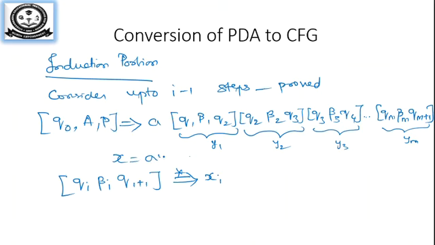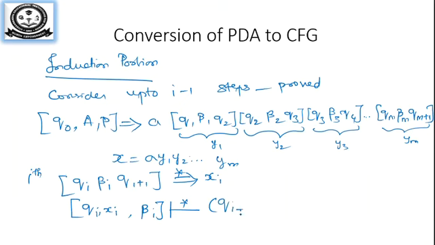Since X is a leftmost derivation, a string can be derived from a leftmost derivation Y1, Y2 up to Ym. So the ith production can be done. With this I can tell that (qi, xi, beta i) can be a pop-up operation. So what you are writing is qi for the input symbol xi, and for the final state beta i, you will be resulting in a non-terminal symbol. So that will be a pop-up operation over here.